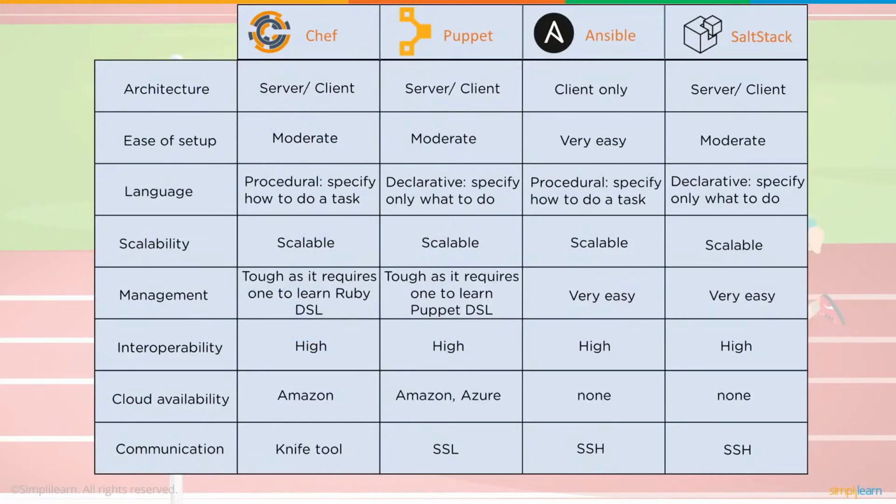So what does communication look like with all of our 4 tools? The communication is slightly different with them. Chef has its own knife tool, whereas Puppet uses SSL, Secure Sockets Layer, and Ansible and SaltStack use Secure Shell, SSH, as their communication tool. Bottom line, all 4 tools are very secure in their communication.